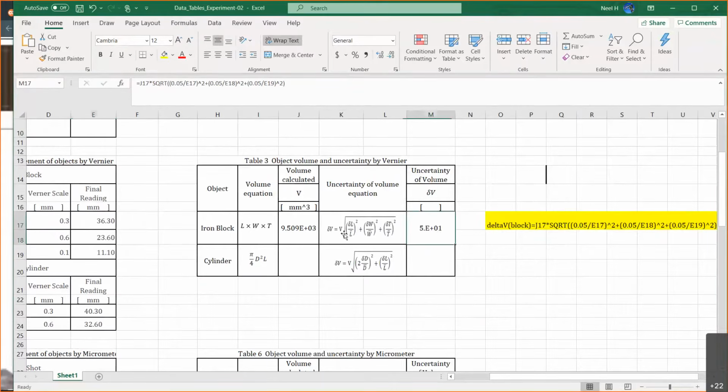So your error should be extremely small compared to this. This is in thousands. This is in just tens. Now, same way you have to do this part, okay?